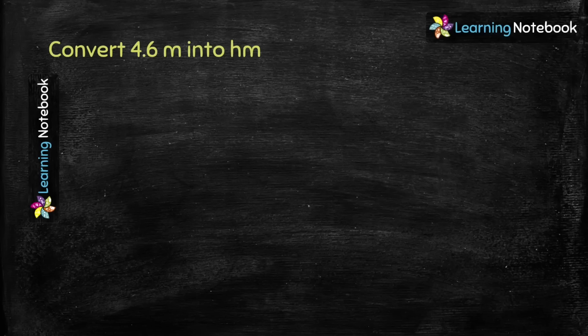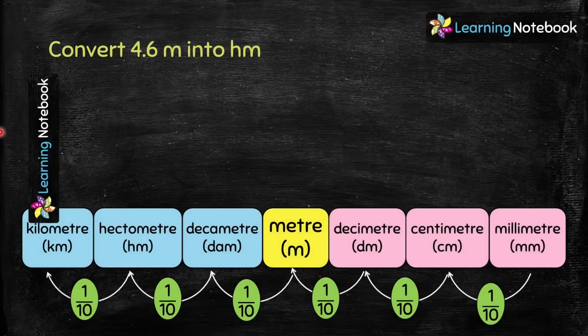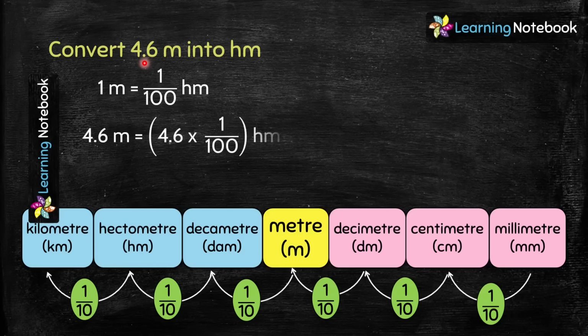Let's see the next question. Convert 4.6 meter into hectometer. So again here we have to move from lower unit to higher units. And how many jumps are we going to make here? 1, 2. So it means 1 meter equal to 1 upon 100 hectometer. So to convert 4.6 meter into hectometer, let's multiply it by 1 upon 100.